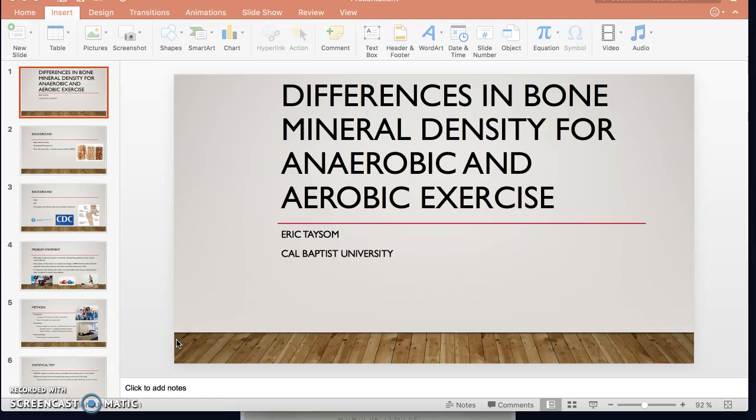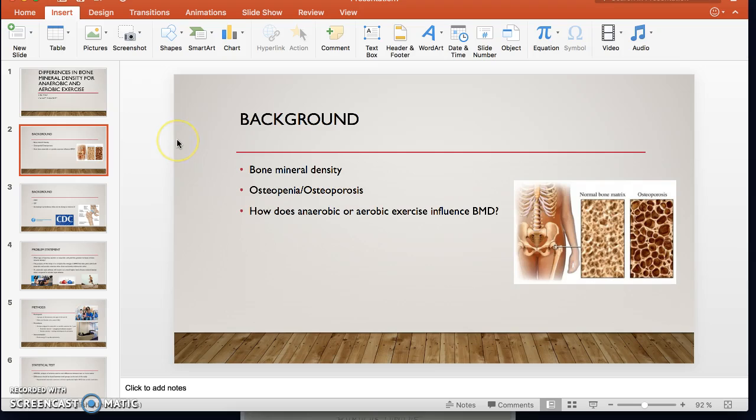All right, here's my presentation on differences in bone mineral density for anaerobic and aerobic exercise. Let's get into some background here. Bone mineral density, what is bone mineral density? It is a measure that reflects the strength of bones as represented by calcium content.